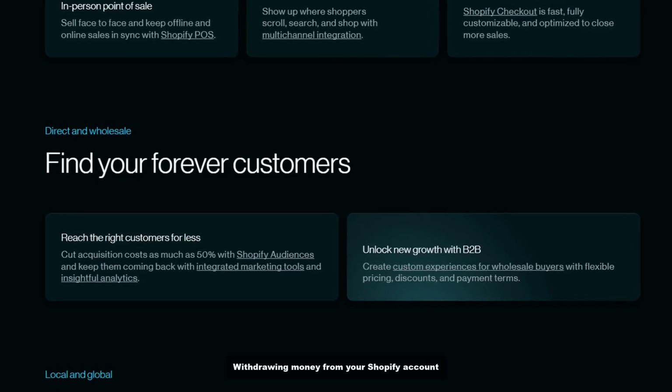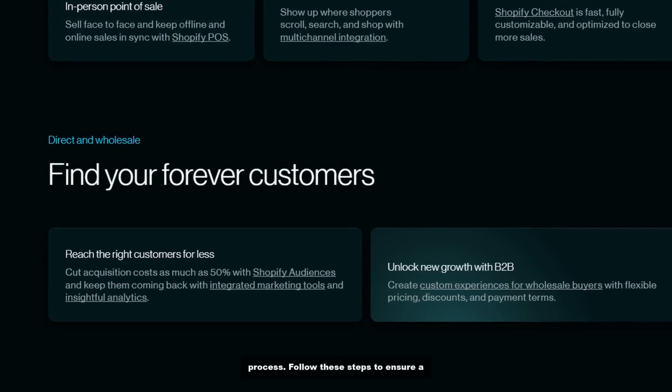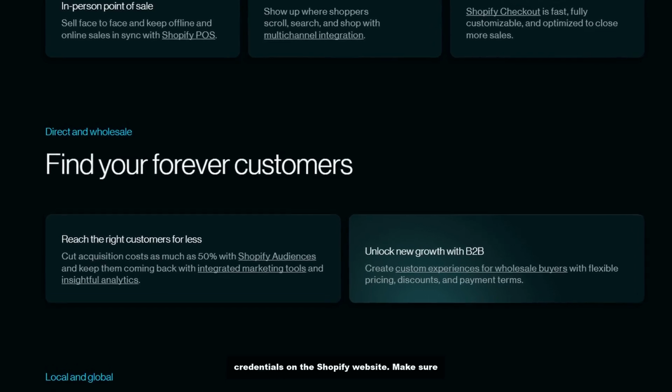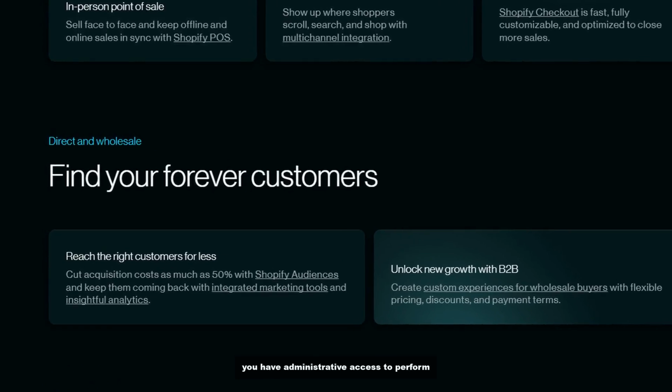Withdrawing money from your Shopify account to your bank account is a straightforward process. Follow these steps to ensure a smooth transfer. Step 1. Log into your Shopify account. Access your Shopify account by entering your credentials on the Shopify website. Make sure you have administrator access to perform financial transactions.